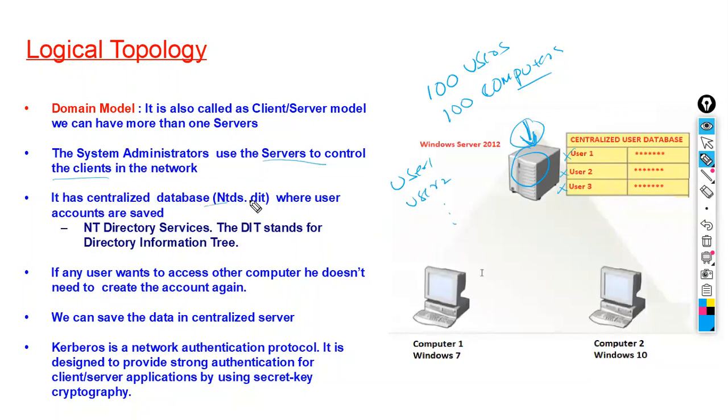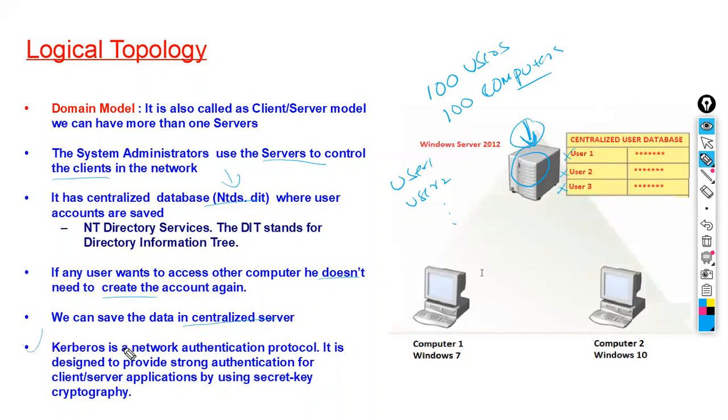It has a centralized database where user accounts are saved, and NTDS means New Technology Directory Service. DIT stands for Directory Information Tree. This is the database on the domain controller. And if any user wants to access another computer, he doesn't need to create the account again. We can save the data in the centralized server.